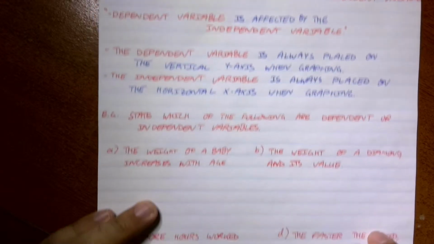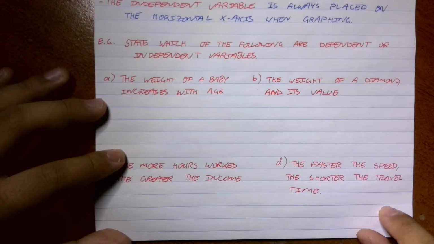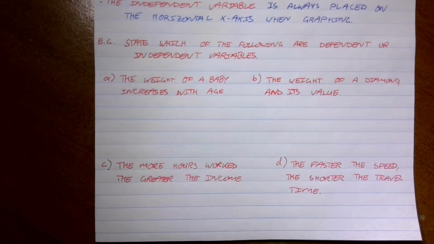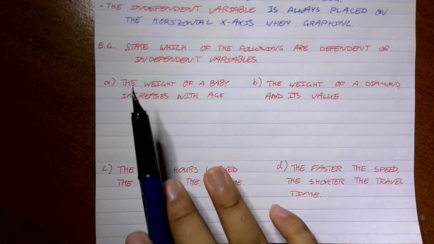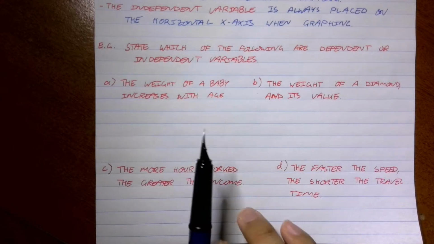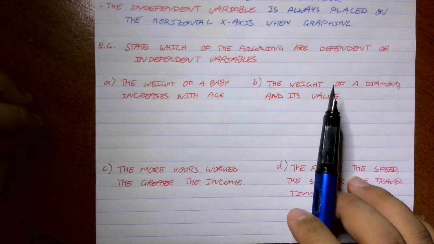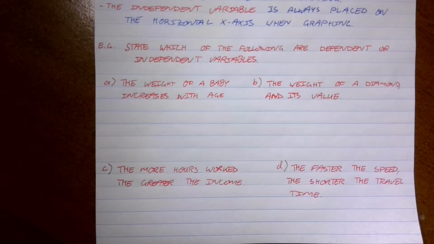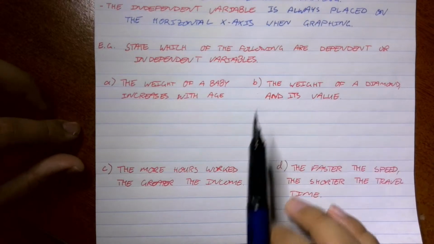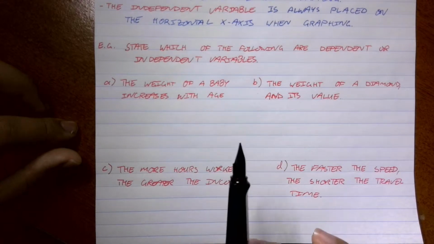So now let's get into a few examples to determine which of these is the dependent and which of them is the independent variable. Let's take a look at the first scenario. The weight of a baby increases with age. So from that statement, I want you to try and figure out which two variables we might measure. So we can either measure weight or age.